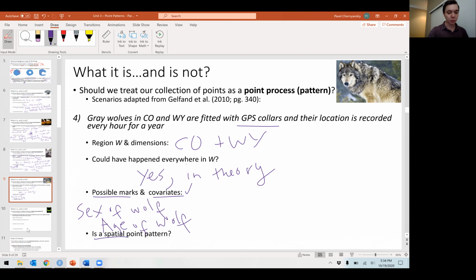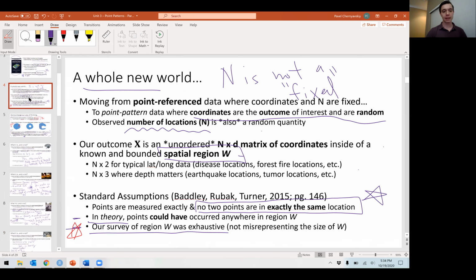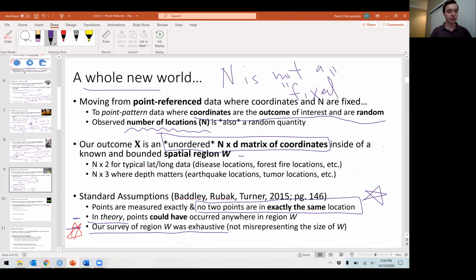Is this a spatial point pattern? All right. The answer is no. And here's why. We have to go back up here where I bolded something. And the key was that our point pattern is assumed to be unordered. We can flip around the order in which our points were observed, and it shouldn't influence the outcome. We assume there is no order to the points.